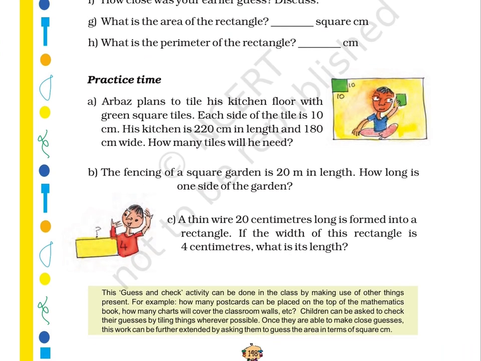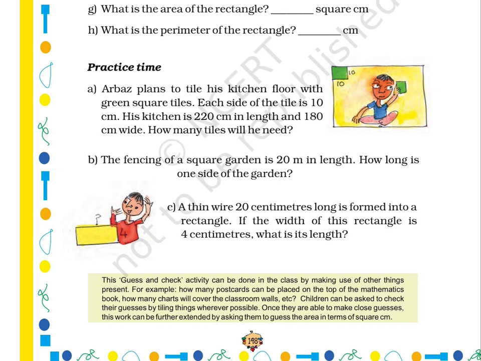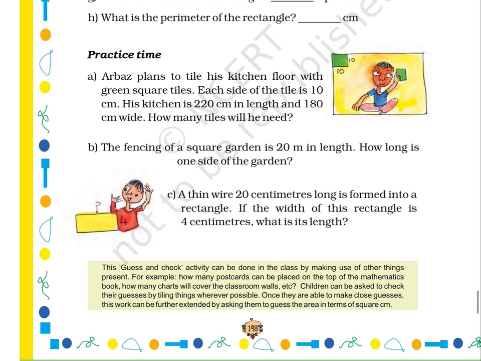Arbaz plans to tile his kitchen floor with green square tiles. Each side of the tile is 10 centimeters. His kitchen is 220 centimeters in length and 180 centimeters wide. How many tiles will he need?